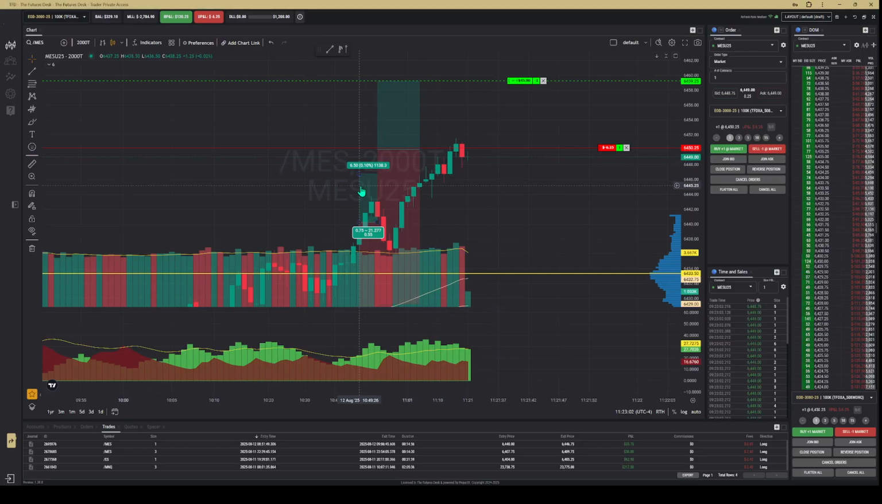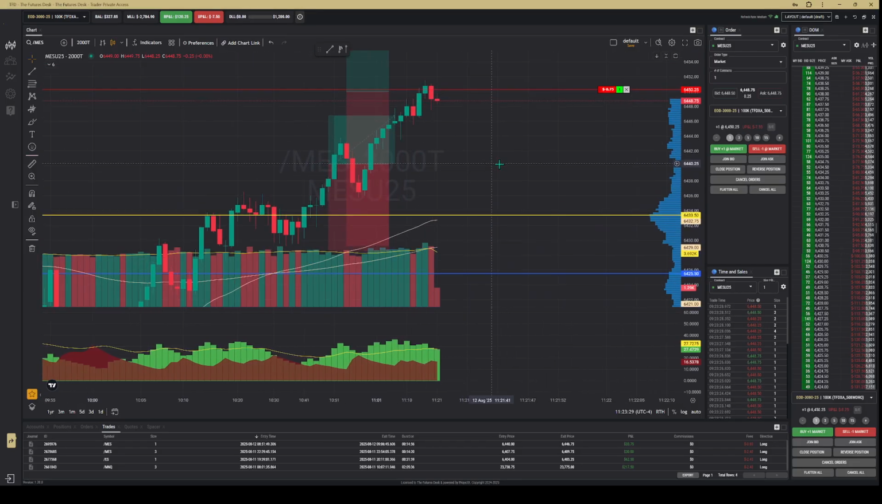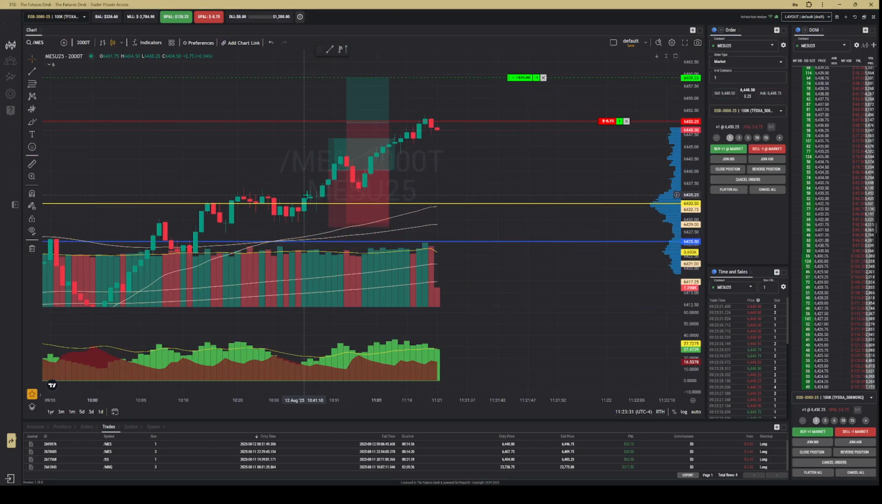Essentially, the first one I took was down here where we entered and took profit. So we entered at 64.40 and we took profit right there. So that was our first trade. The pivot zone worked out pretty well. Price retraced a little bit, then basically took off and hit our target.